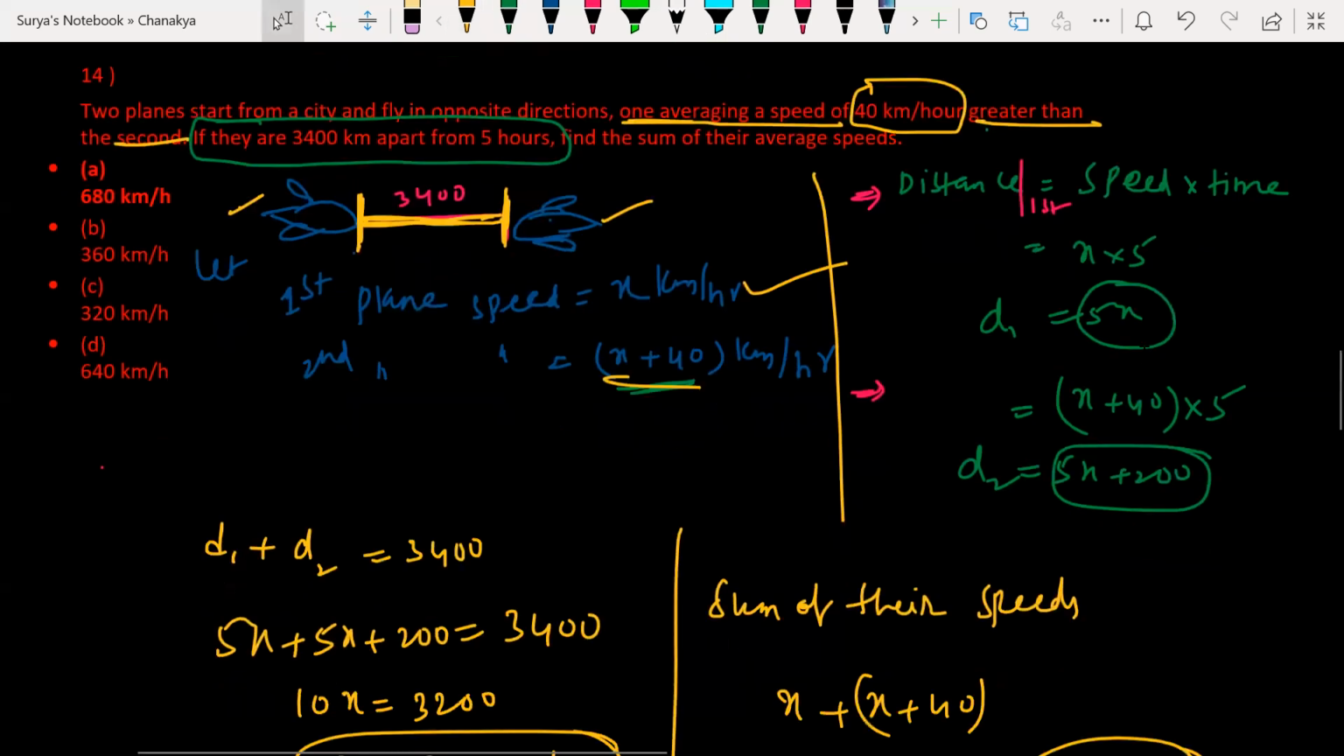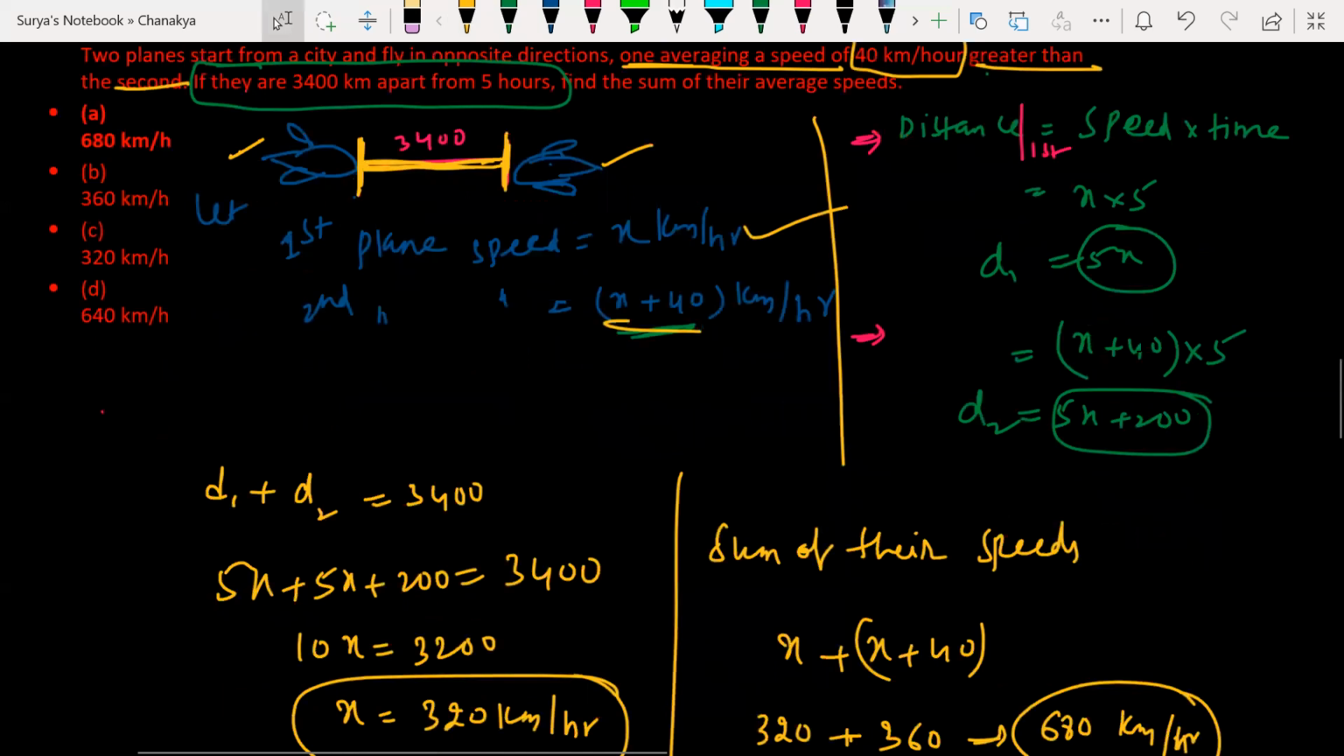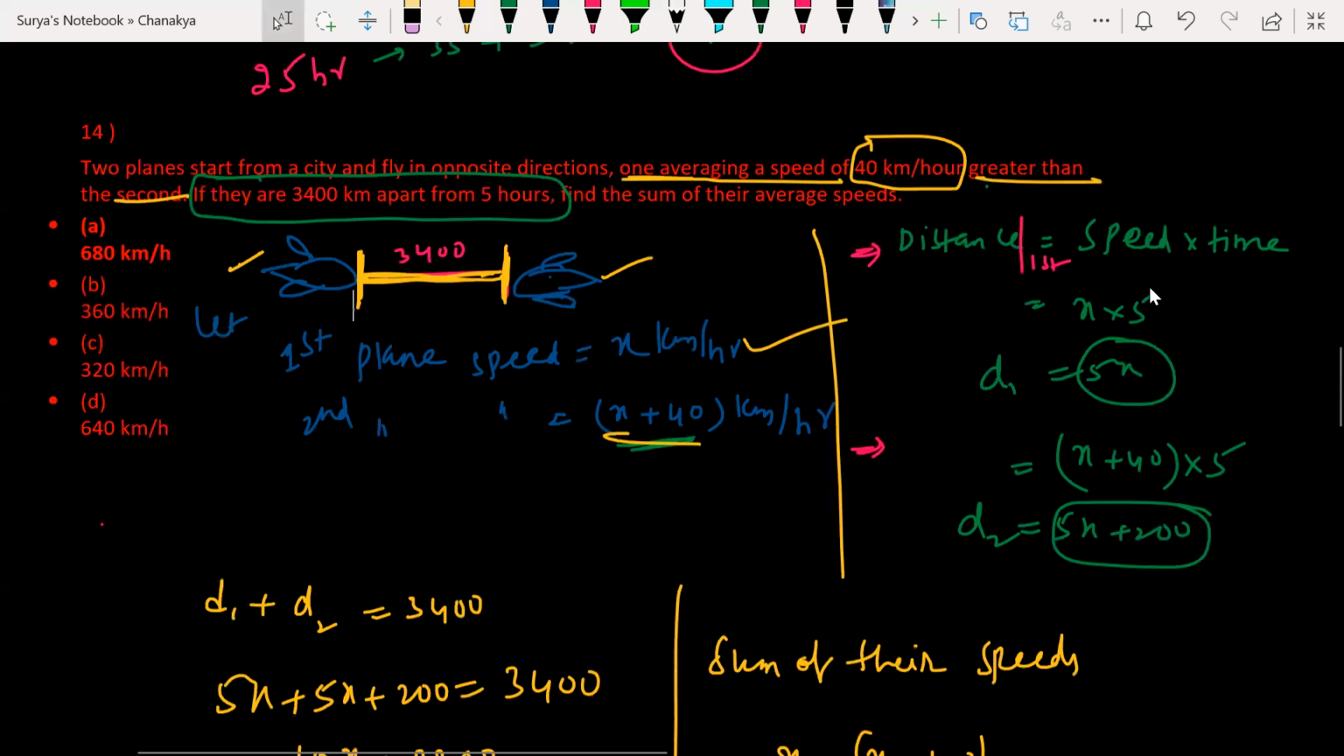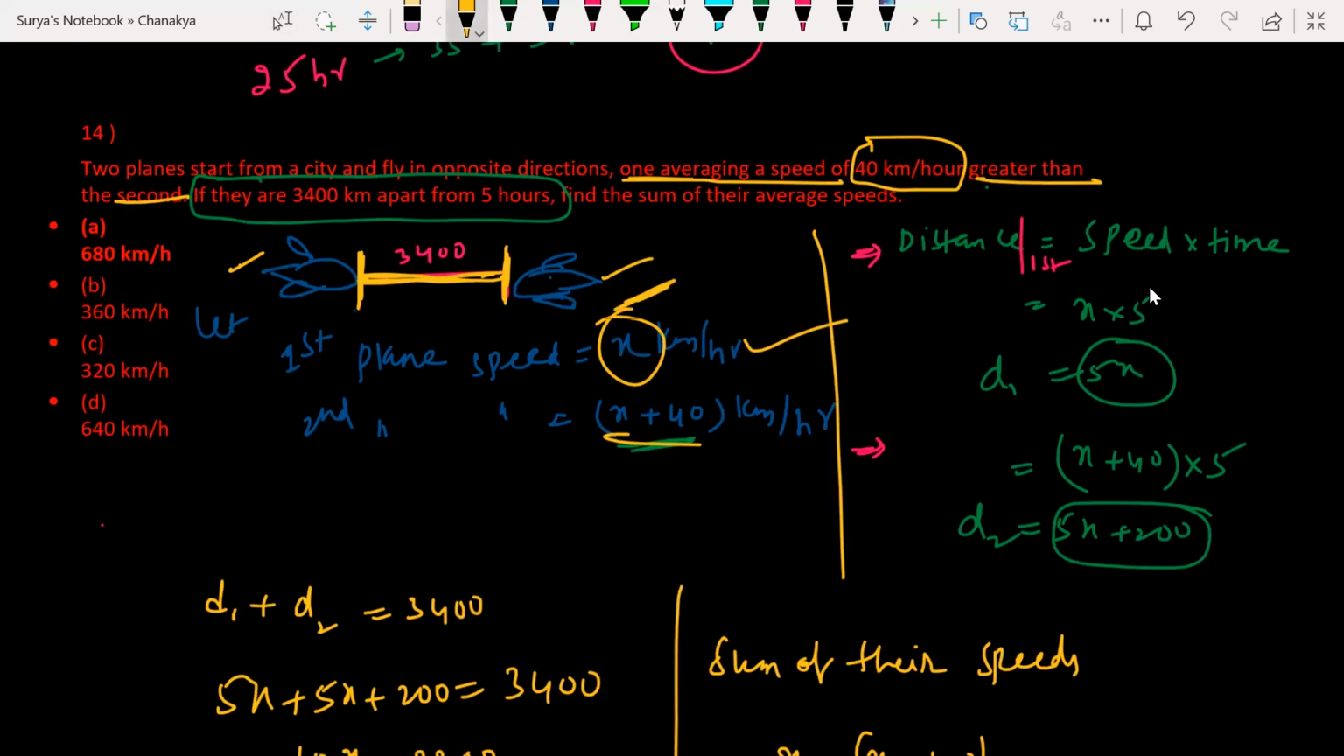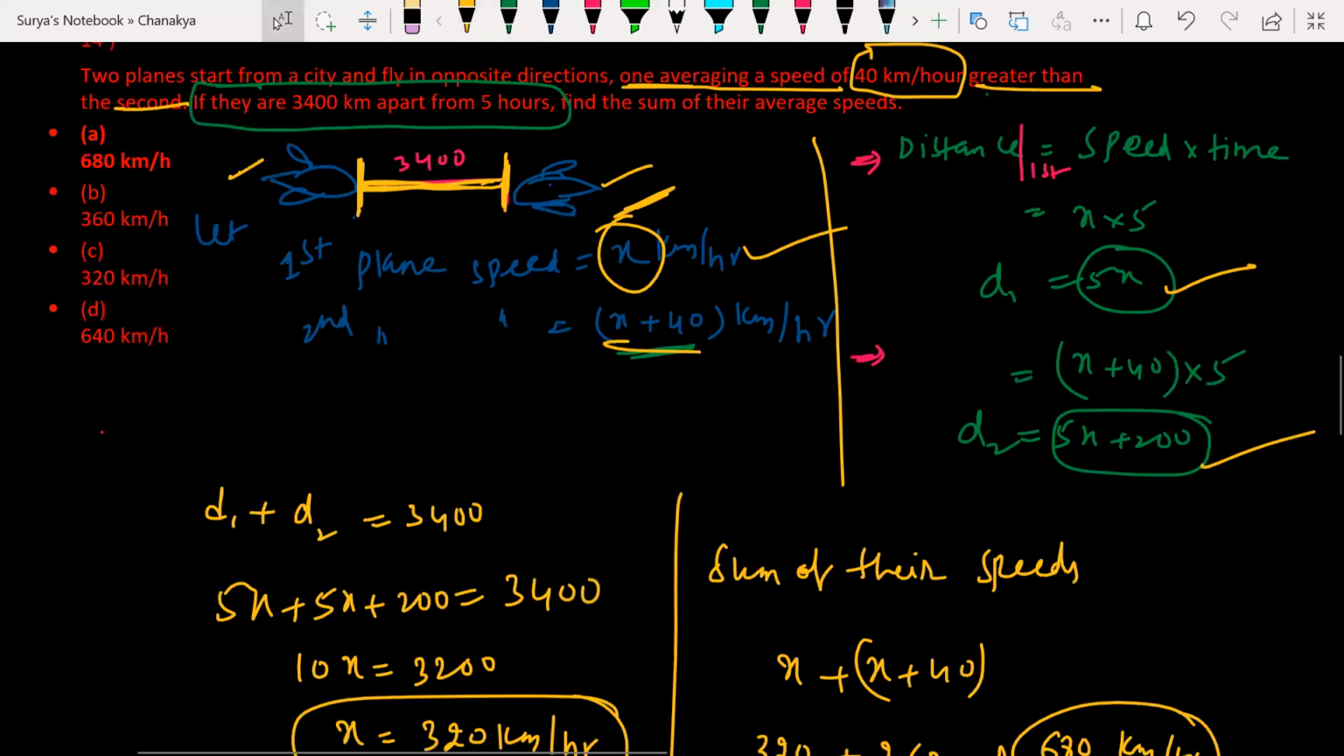For finding speed, what do I need? Speed, what do I need? Distance. Distance I took as x. The distance formula is what? Speed into time. The distance of the first plane is what? 5x. The distance of the second plane is what? 5x plus 200, right?